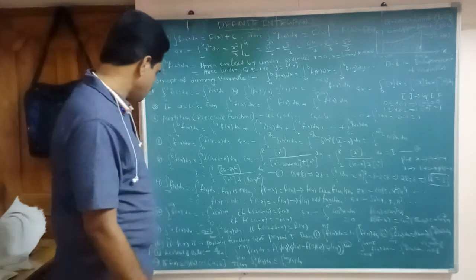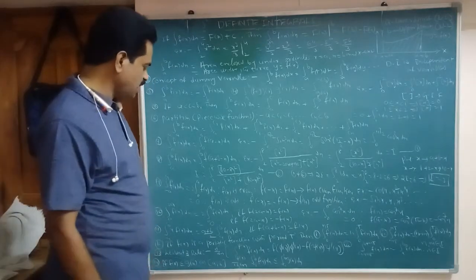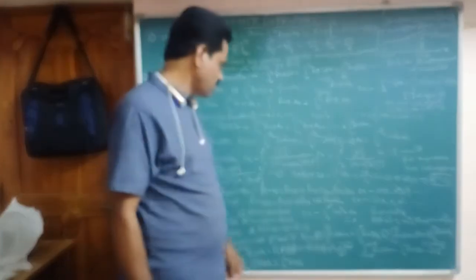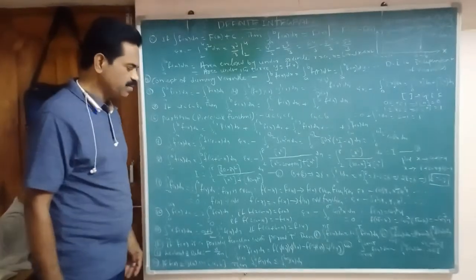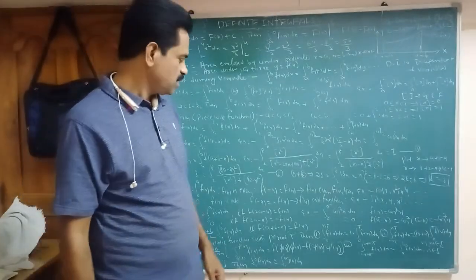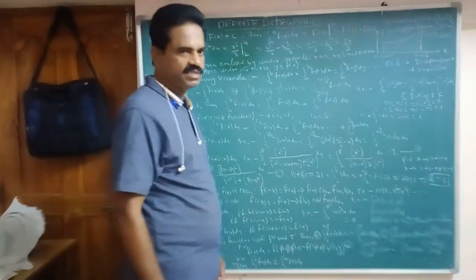Next, if f of x is less than or equal to g of x on the closed interval a comma b, then integral a to b f of x dx is less than or equal to integral a to b g of x dx.